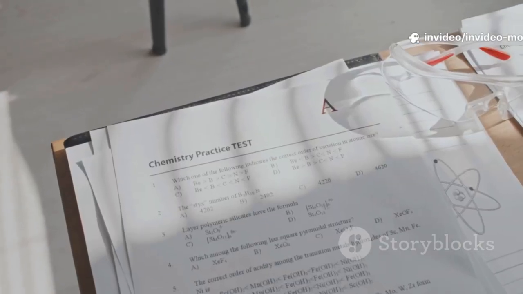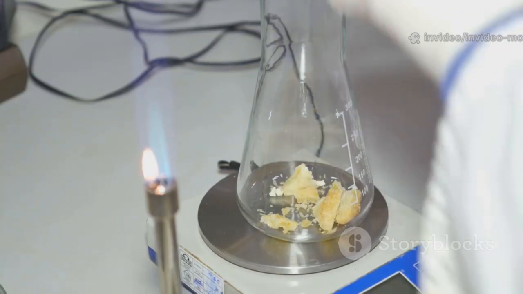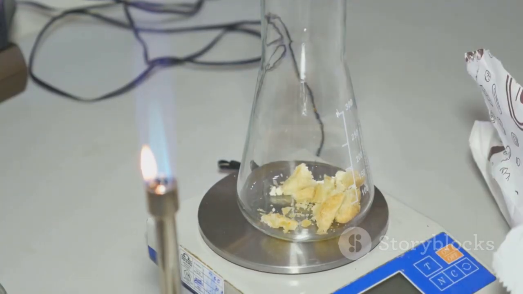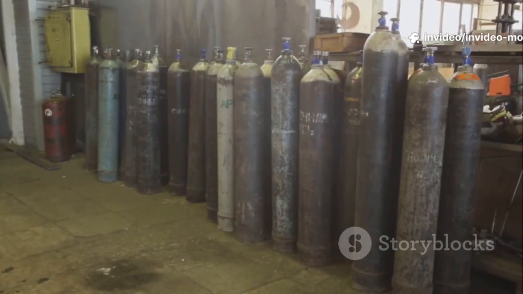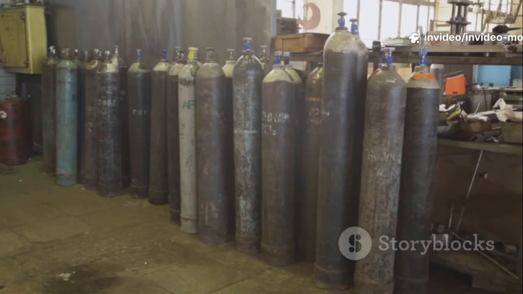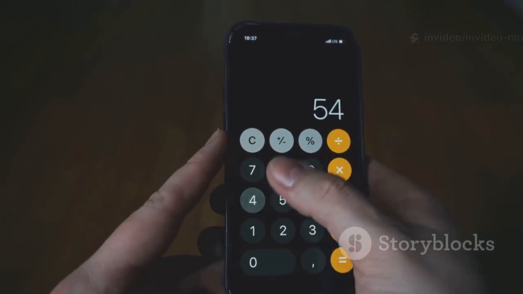Let's try a practice problem together. If I have 4 grams of hydrogen gas, molar mass 2 grams per mole, how many moles is that? 4 divided by 2? Yep, 2 moles. If each mole reacts with half a mole of oxygen, how many moles of oxygen will I need? 2 times 0.5 equals 1 mole of oxygen.